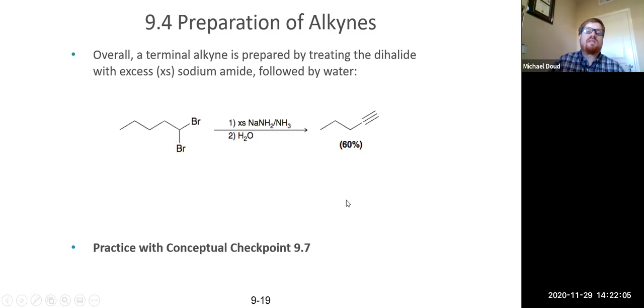So that's how you prepare alkynes. If you have this dihalide, either geminal in this case or vicinal, where they're on neighboring carbons, then you can make an alkyne.